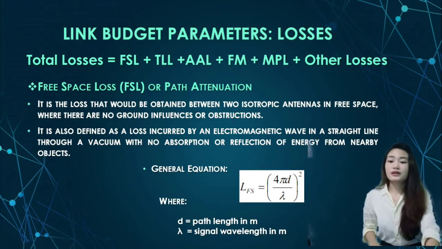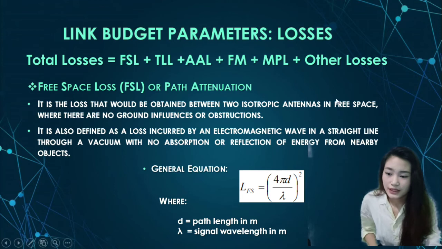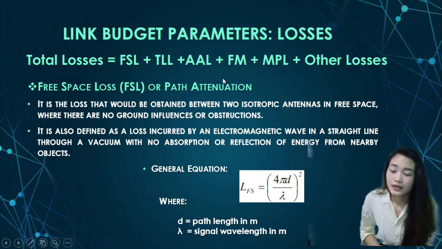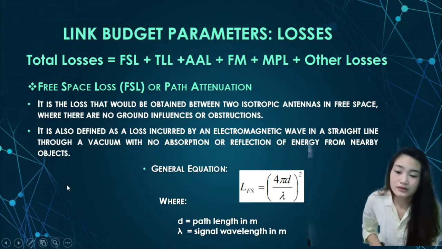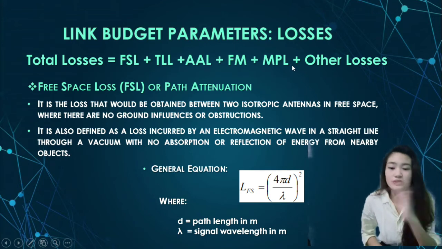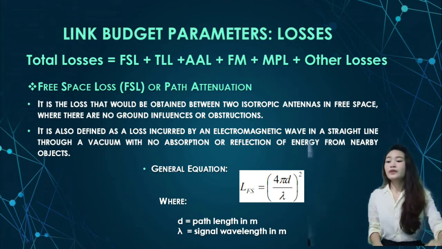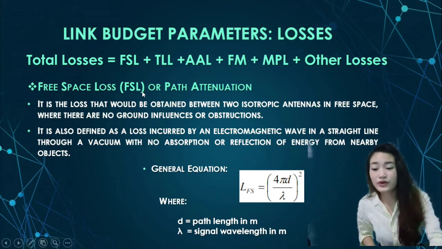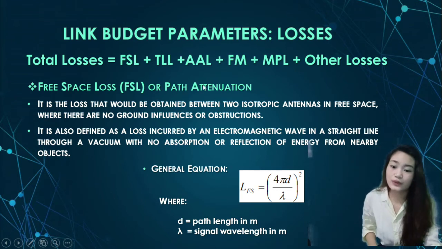Link budget parameters. I'm about to discuss the losses. Total losses is equal to FSL, TLL, ALL, FM, MPL plus other losses. All the losses that we'll encounter. First one is the free space loss, or the FSL, or path attenuation.